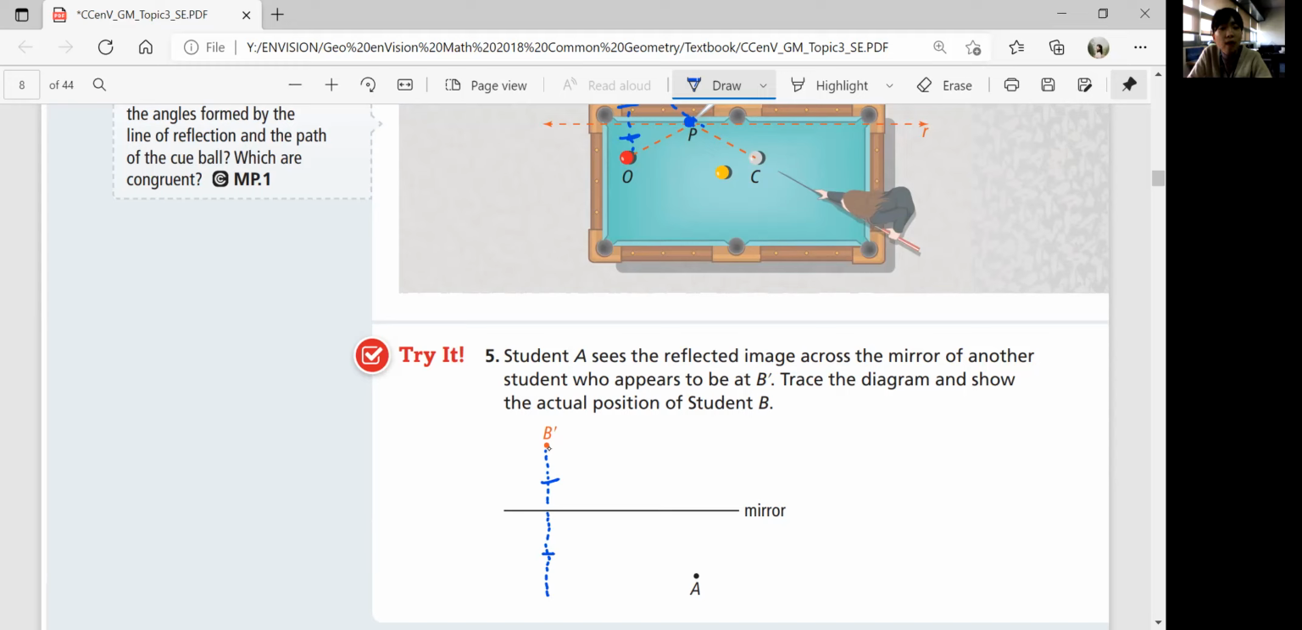distance away from the mirror, which is about here. Wait, is that too far? Okay. It's about here. Okay, that's going to be not B prime, it's going to be B. All right.